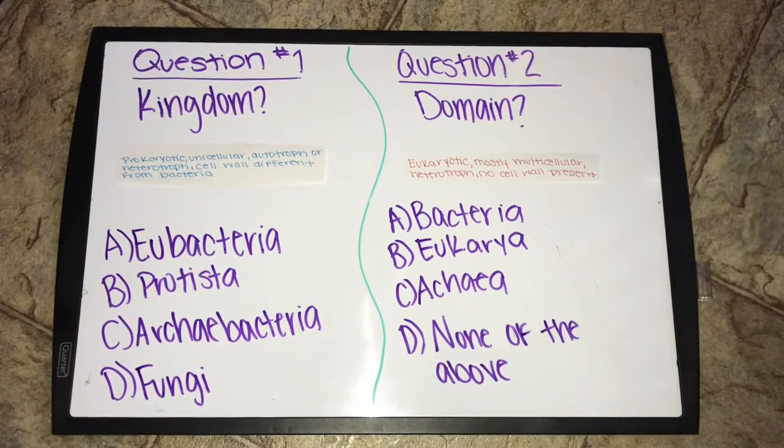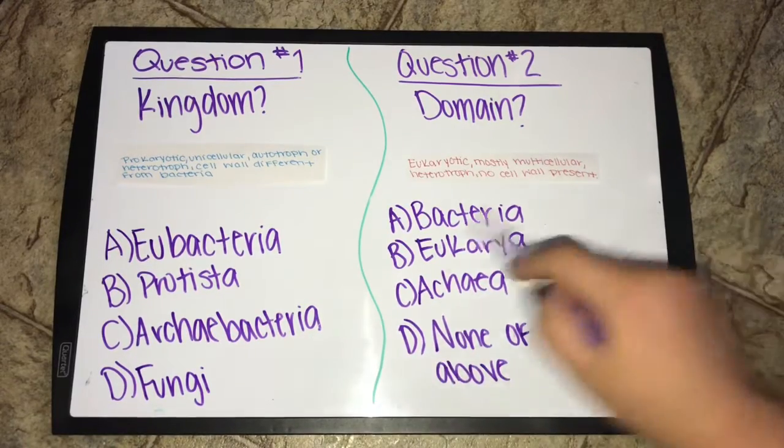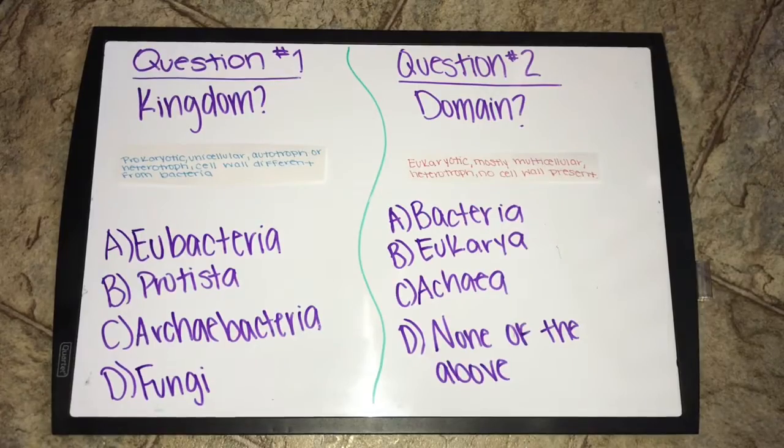Now the second major characteristic for the second question is eukaryotic. It's mostly multicellular. It's a heterotroph, and there is no cell wall present. So I will give you a few seconds to find out what the kingdom and what the domain these major characteristics belong to.